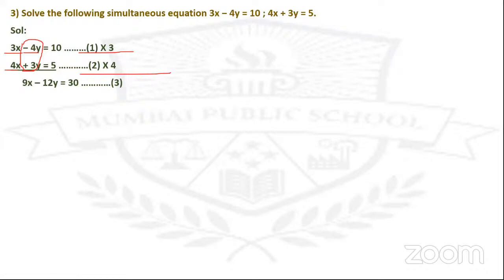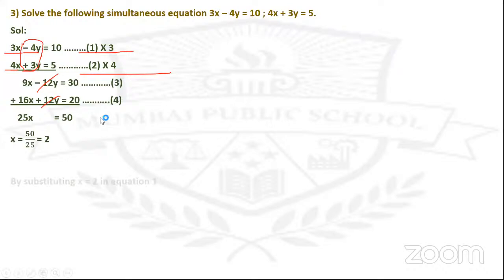Once you do that, your first equation is written as 9x minus 12y equals 30. The second equation is minus 16x plus 12y equals 20. Now check, minus 12y and plus 12y get cancelled off. What are you left with? You're left with 25x equals 50. So what is the value of x? x is 50 upon 25, that is equal to 2.